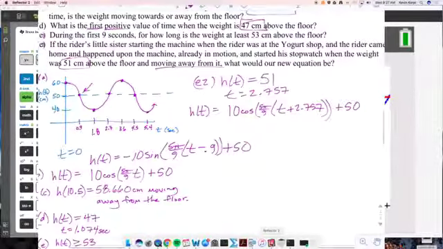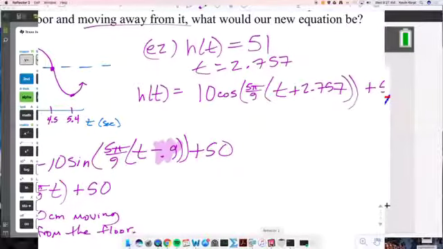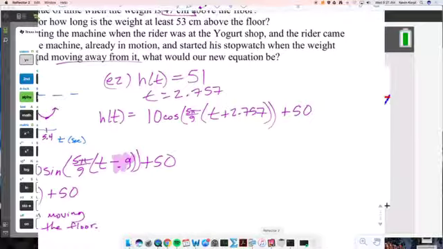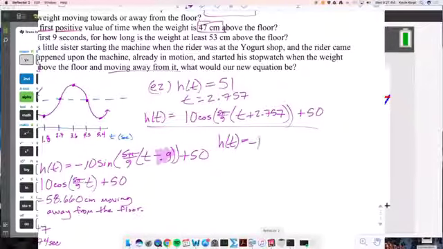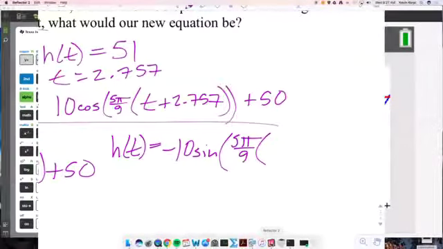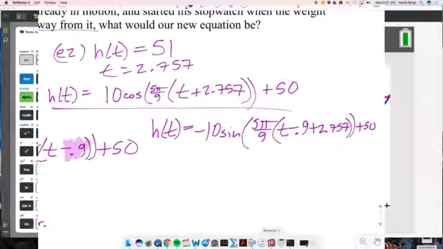So what if your equation already has a c value to it? How would you adjust it then if you had to shift it left 2.757 units? Well, you do the same thing. You just add it to it. So the other new equation could be negative 10 times sine of 5 pi ninths times, and let me see if I can squeeze this in here. We have t minus 0.9 already. All we got to do is add 2.757 to it, plus 50. And that should give you the exact same graph.